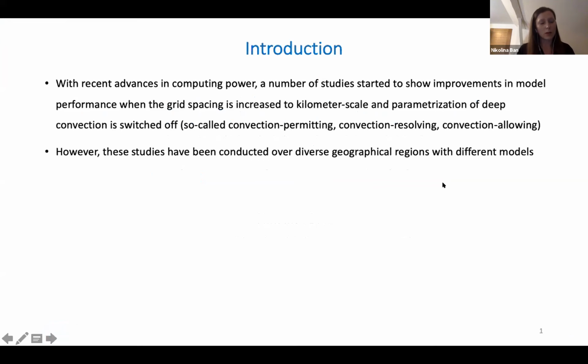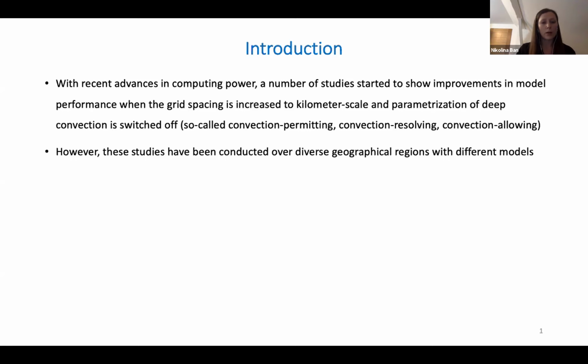So I'll start with the introduction, and this is basically that in recent years we had these advances in computing power, and a number of studies started to appear that show improvements in model performance when the grid spacing is increased to a kilometer scale resolution and when parameterization of deep convection is switched off. However, these studies have been conducted over different regions and different models and different time periods. So there was no concise message out of it.